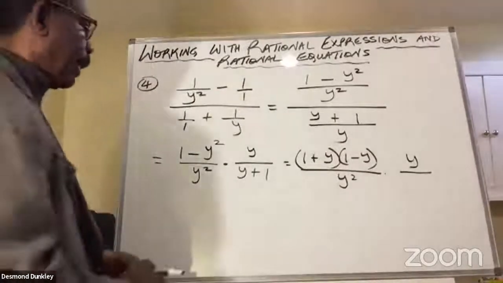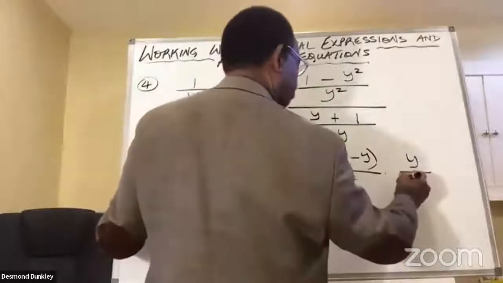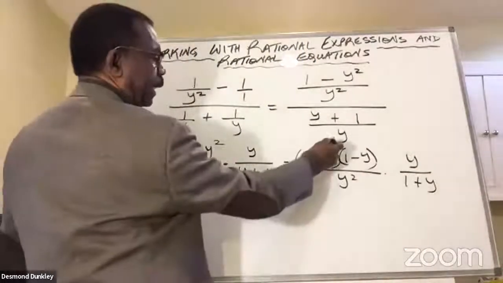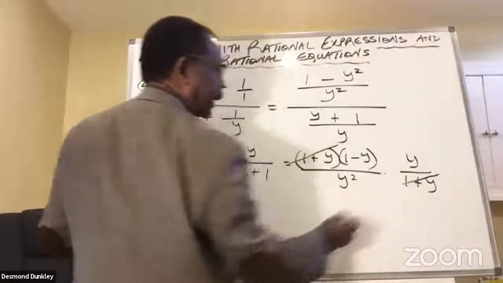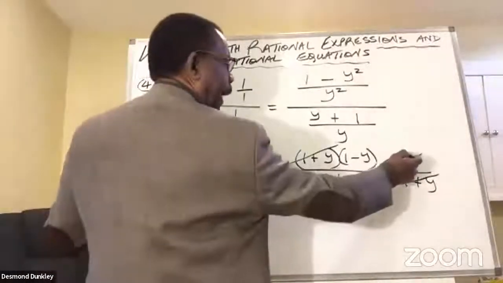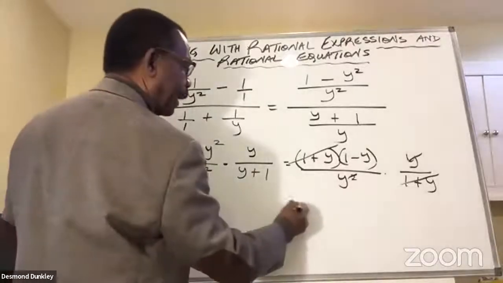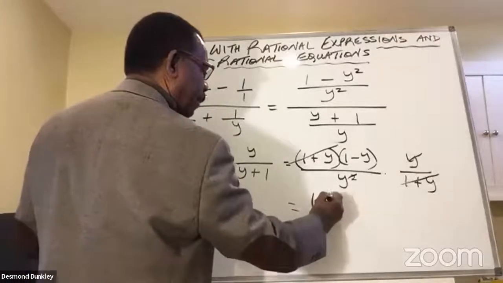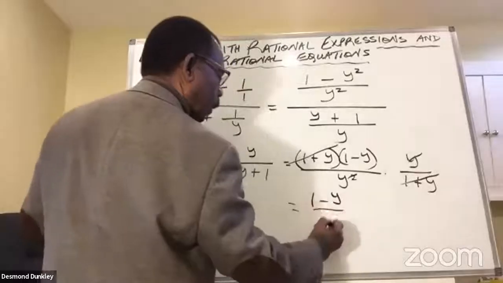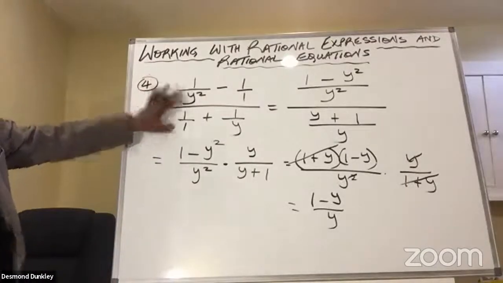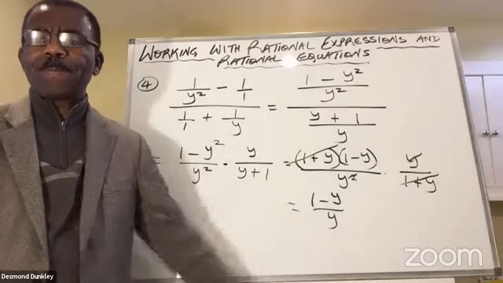So where do we stand now? So this, I could write this as 1 plus y. So if you look, you see that this cancels that. You see that y cancels the square, so just strip the y. So our final answer is 1 minus y over y. So this is where we came from. This is where we end up.